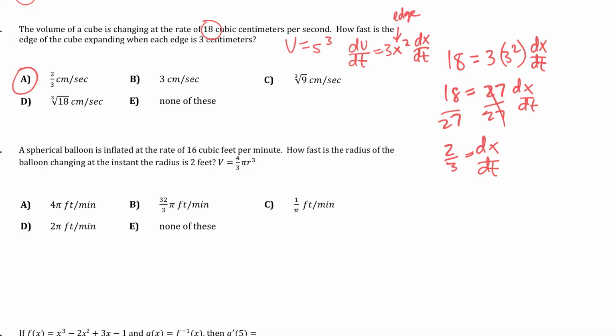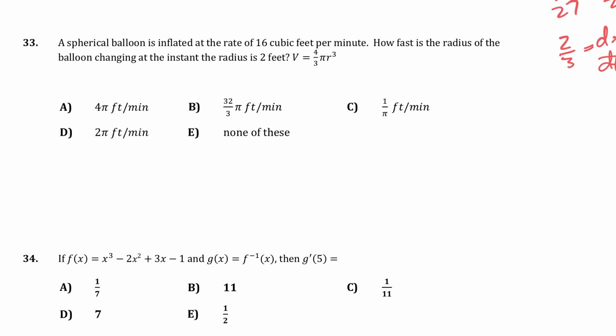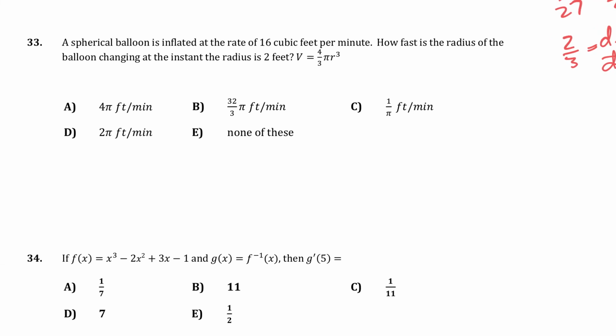Okay. Something similar. A spherical balloon is inflated at a rate of 16 cubic feet per minute. How fast is the radius of the balloon changing at the instant the radius is 2 feet? Remember that volume is 4/3 pi r cubed. Ooh, that's just asking to be turned into a derivative right there. So that volume, cubic feet, cubic feet is volume per minute, so that's dV/dt.